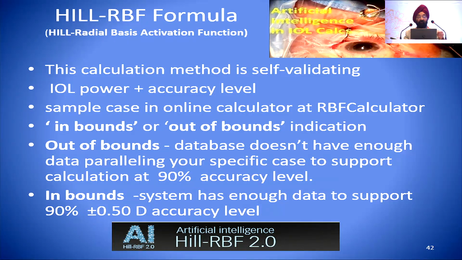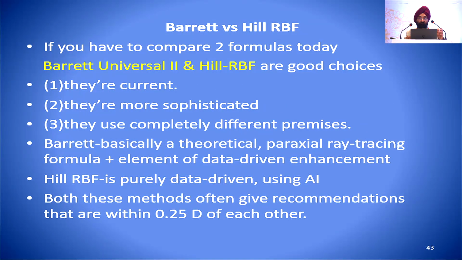Hill RBF formula is self-validating. It not only gives you IOL power, it also tells you whether your calculation is in bounds or out of bounds. Out of bounds means the database does not have enough data paralleling your specific case to support the calculation. But in bounds means the system has enough data to support. So you can find out whether your Hill RBF formula is going to give you good results or not.